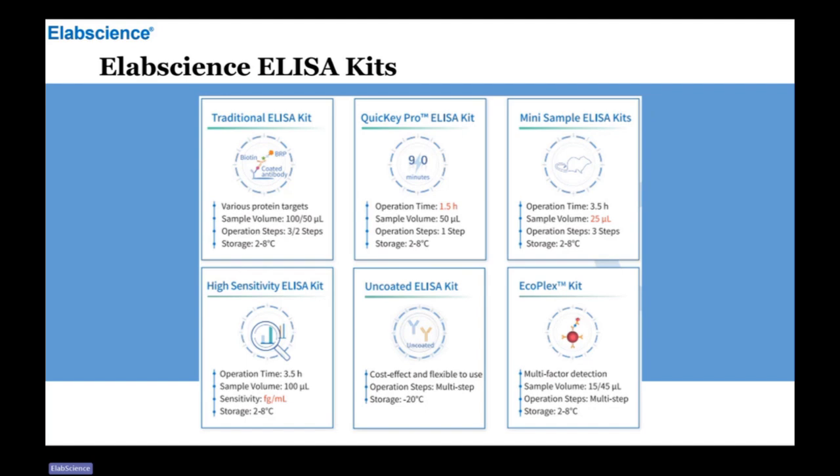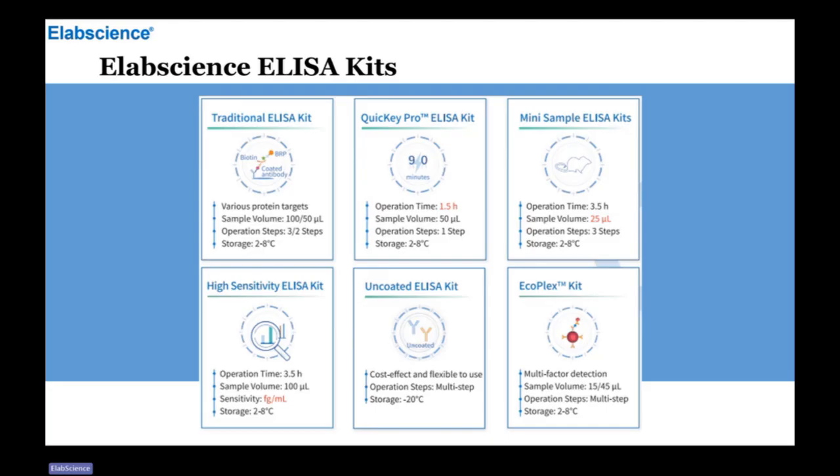So we have optimized our traditional ELISA kits and came up with a solution, the Quickie Pro ELISA kit, which only takes 90 minutes and just one step of the procedure. And this kit also requires just 50 microliter of volume per well. The third one is the mini sample ELISA kit.